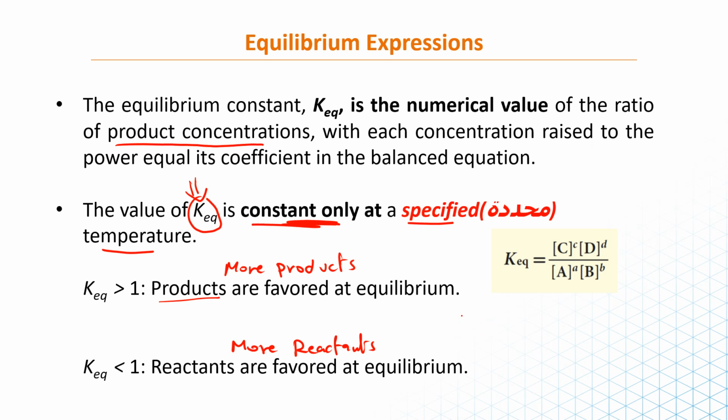Okay? لأنه هاي هي البرودكتس وهاي هي الرياكتنتس. Reactants تحت. The reactants are below. If the K equilibrium is more than 1, it means the products are more. If the K equilibrium is less than 1, it means the reactants are more. Okay?